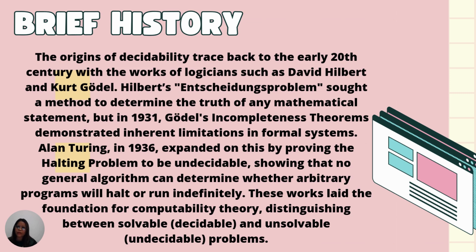Now we will go to the history of decidability and undecidability. The origins of decidability track back to the early 20th century, with the works of logicians such as David Hilbert and Kurt Gödel, and also Alan Turing, who gave us the Turing machine.